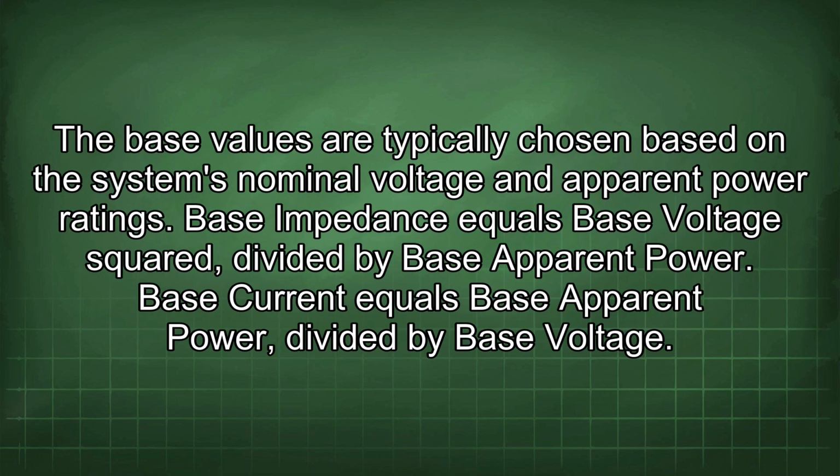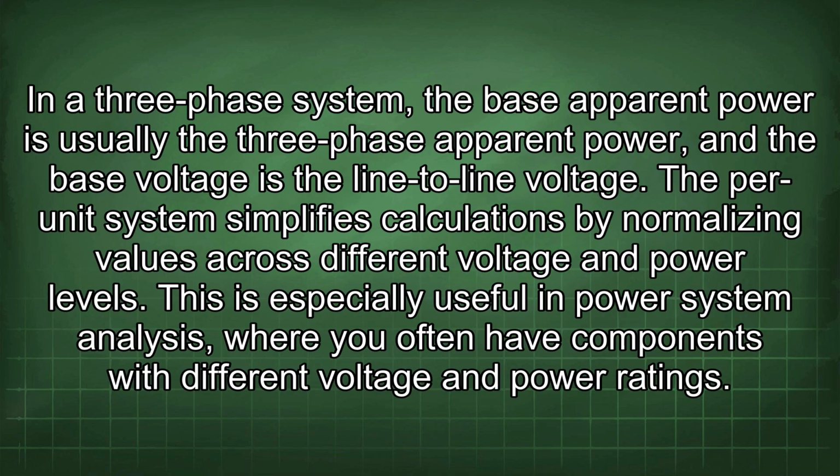The base values are typically chosen based on the system's nominal voltage and apparent power ratings. Base impedance equals base voltage squared divided by base apparent power. Base current equals base apparent power divided by base voltage. In a three-phase system, the base apparent power is usually the three-phase apparent power, and the base voltage is the line-to-line voltage. The per unit system simplifies calculations by normalizing values across different voltage and power levels. This is especially useful in power system analysis, where you often have components with different voltage and power ratings.